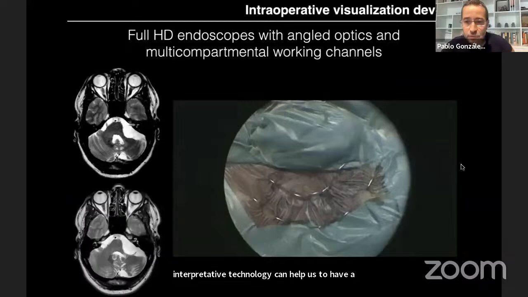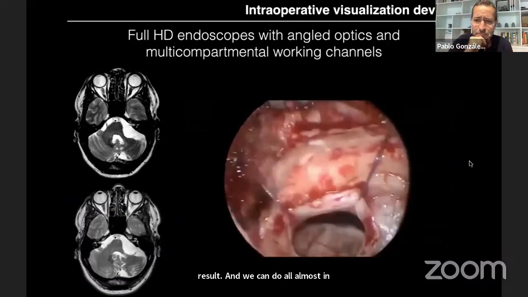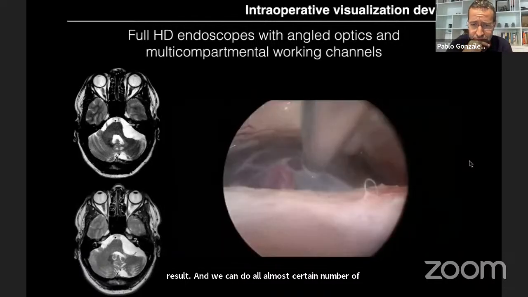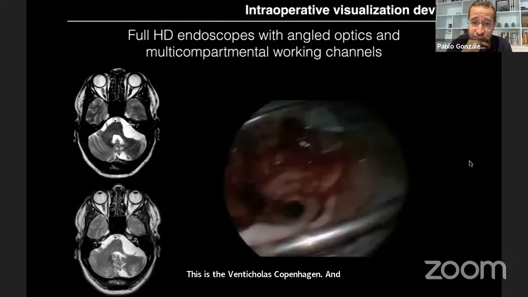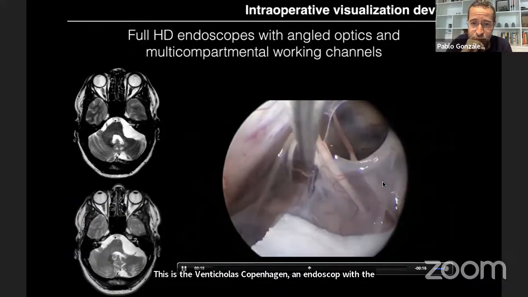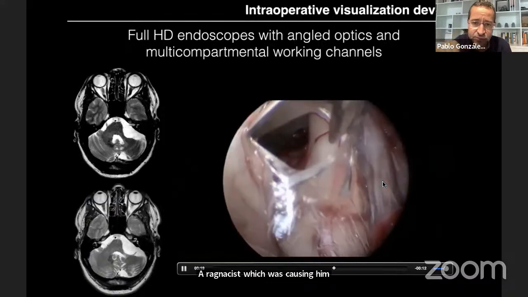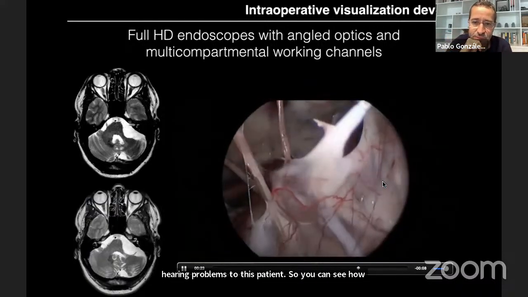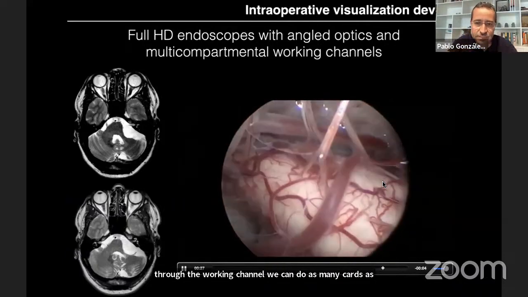And we can do, in a certain number of cases, a purely endoscopic surgery. This is the ventriculoscope indeed, the neuroendoscope with the working channel, and this is a quite big arachnoid cyst, which was causing uncomfortable hearing problems to this patient. You can see how through the working channel we can do as many cuts as we wish to expose and completely destroy this arachnoid cyst.